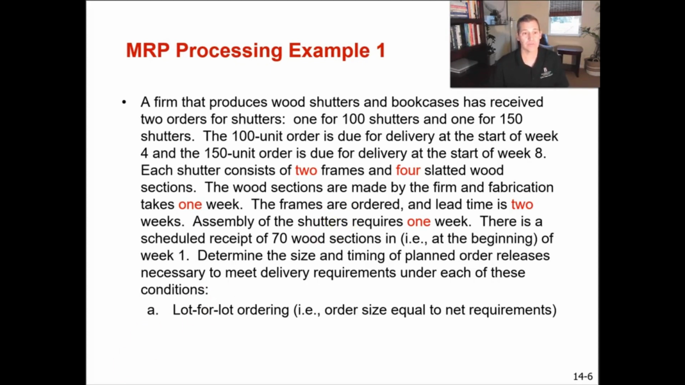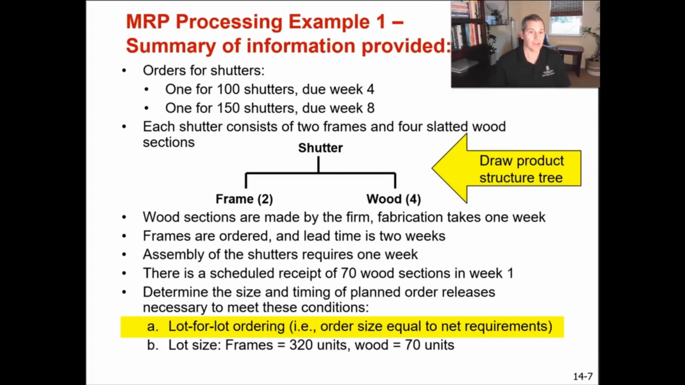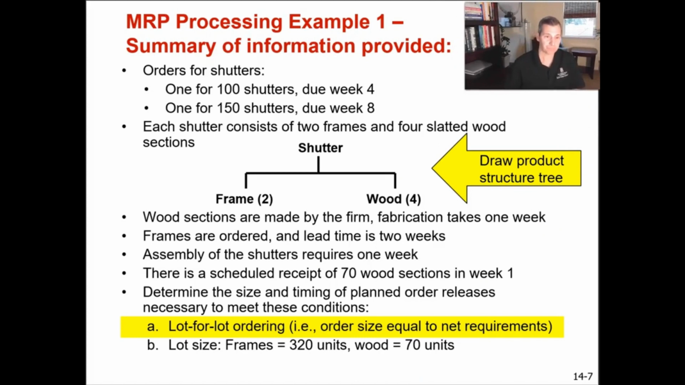So here's all the information for our example. Okay, let's write it out a different way. Up top, your order for your shutters. This is the summary of the information that was provided in the last slide. Your order for the shutters, you've got 100 shutters due in week 4. You've got 150 shutters due in week 8. Each shutter consists of 2 frames and 4 slated wood sections. So that's your product structure tree.